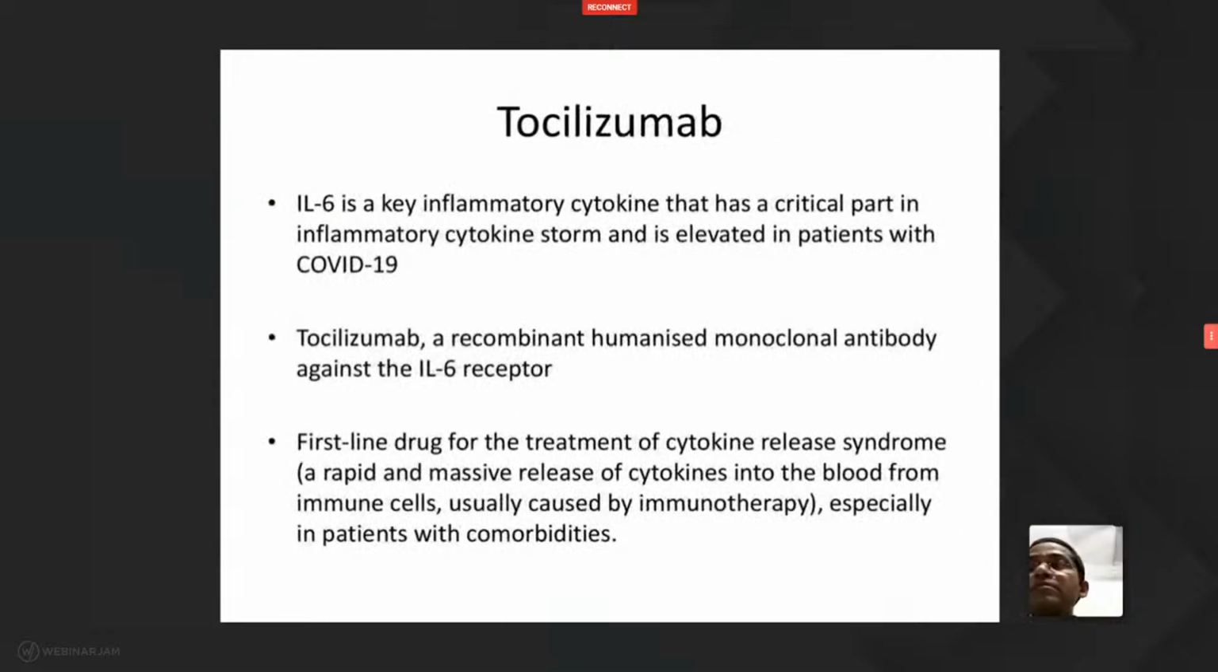Now come to another drug, that is tocilizumab. In the pathophysiology, we have seen that IL-6 is a key inflammatory cytokine that has a critical role in the cytokine storm and is elevated in patients with COVID-19. Tocilizumab is a recombinant humanized monoclonal antibody that binds the interleukin-6 receptor. It is the first drug for the treatment of cytokine release syndrome, especially in patients with other comorbidities who are much more prone to produce this cytokine storm.